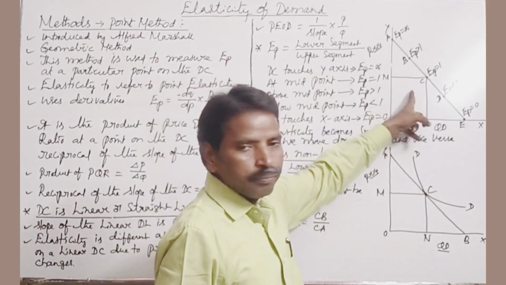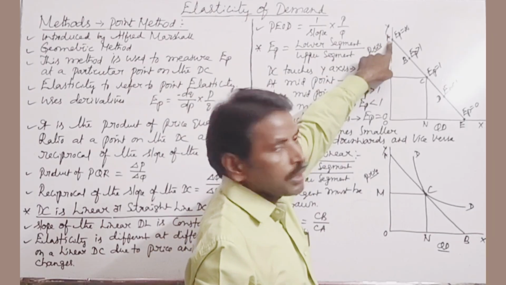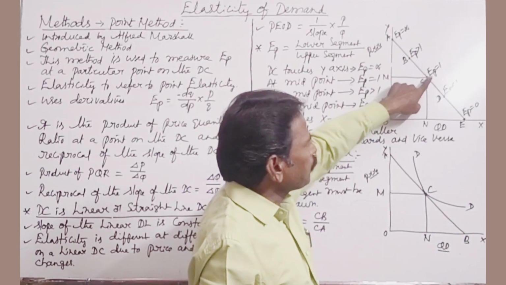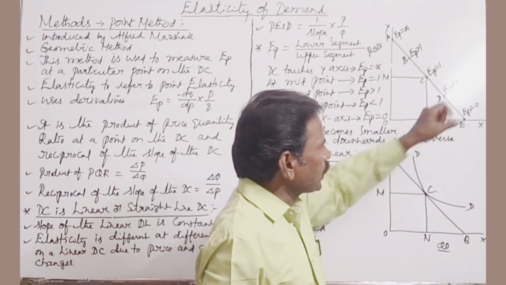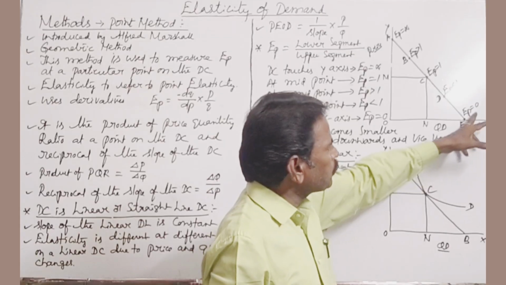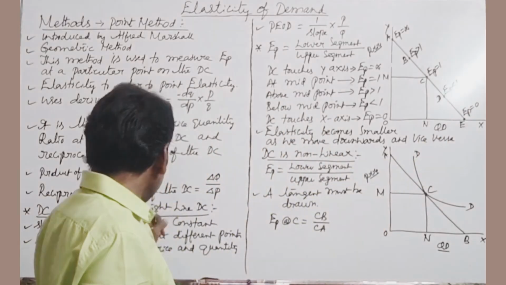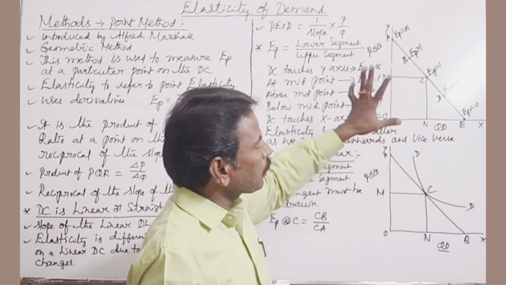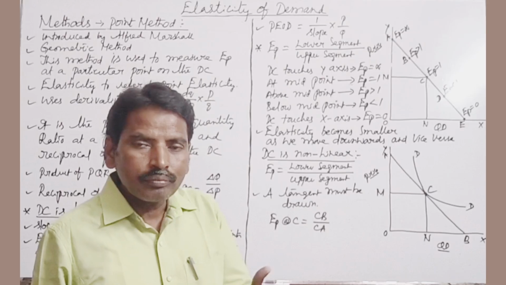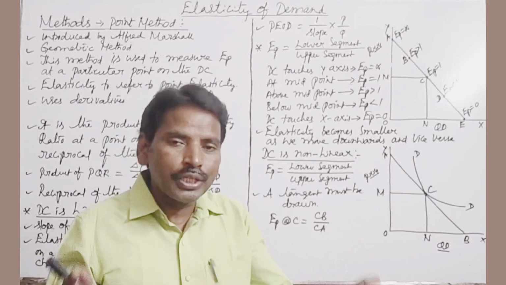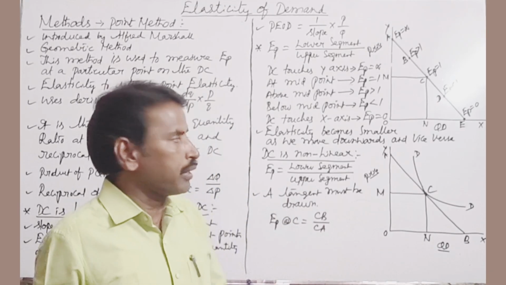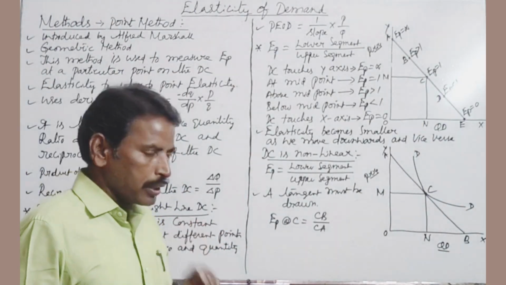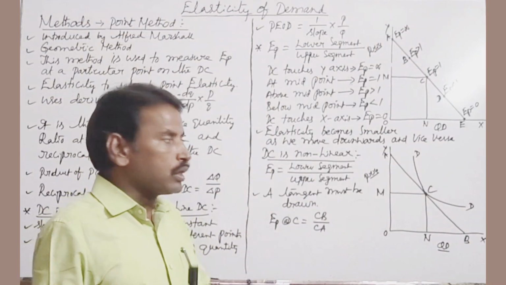If you observe the diagram, at the point where it touches the y-axis, elasticity is equal to infinity. Above the midpoint it is greater than 1, at the midpoint it is equal to 1, below the midpoint it is less than 1, and where the demand curve touches the x-axis, EP is equal to 0. That is why elasticity is different at different points on a linear demand curve, because price and quantity are also different.